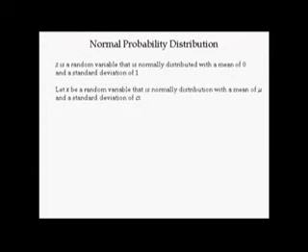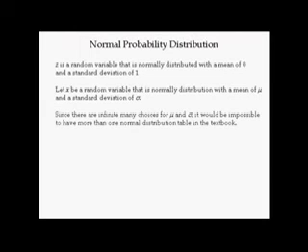X is a random variable that is normally distributed with a mean of mu, unknown, and a standard deviation of sigma, unknown. Because there are infinitely many choices for mu and sigma, it would be impossible to have more than one normal distribution table in the textbook. To handle this, we simply convert x to z using the z-score.